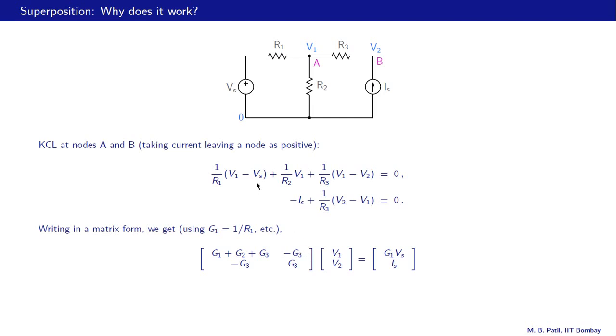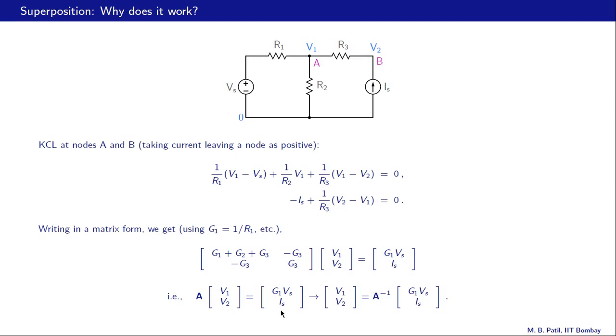And this term, minus Vs times 1 over R1, does not depend on V1 or V2, and therefore we take it to the other side. And in doing that, it becomes plus G1 times Vs, and that is why we have G1 times Vs over here. And similarly, you can verify that the second equation here does correspond to our second KCL equation. All right. Now let us write this matrix as matrix A. So we have an equation of the form Ax equal to B, where x is our column vector consisting of V1 and V2, and B is the right hand side vector consisting of G1 Vs and Is.